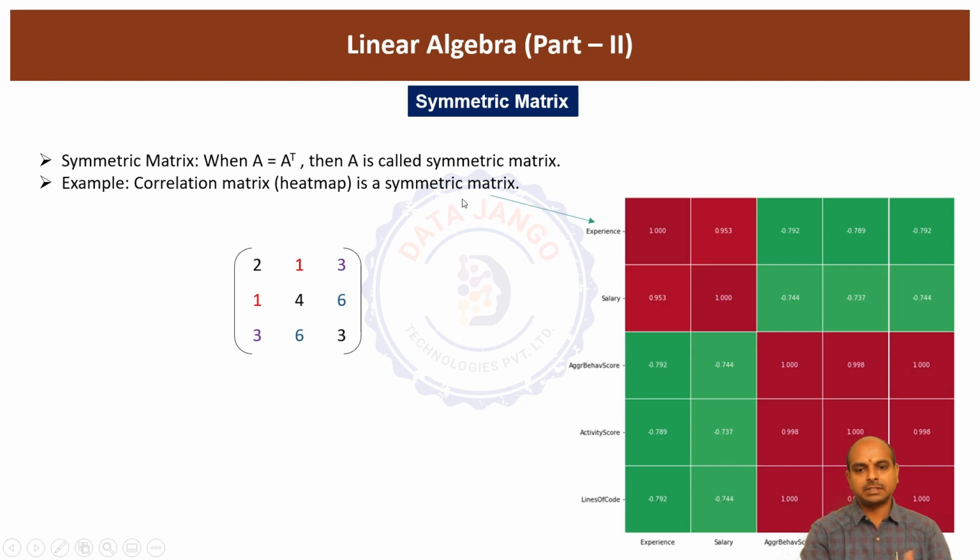Now the example for a symmetric matrix is the heat map. The correlation matrix is a symmetric matrix. If you see experience and experience, the relation of experience and salary here, again salary and experience, this value and this value are the same, this value and this value are the same. So upper triangular values and the lower triangular values are the same. That's an example of symmetric matrix. So these are the concepts you need to understand before we jump in and understand the normal equation solver.